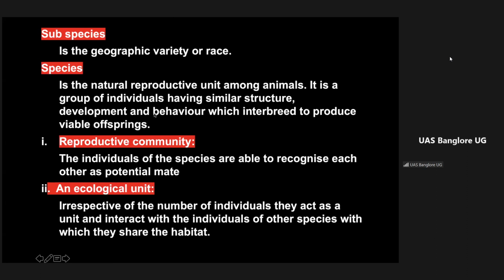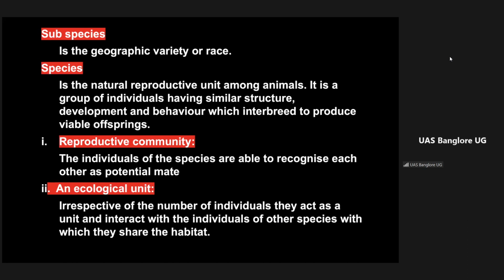Species is, as I have explained, a reproductive community. The individuals of the species are able to recognize each other as a potential mate. Then we call them a reproductive community. And an ecological unit: irrespective of the number of individuals, they act as a unit and interact with the individuals of the other species with which they share the habitat. Reproductive community means they should be able to recognize their own species as a potential mate. Ecological unit means there may be many individuals of a species, and there might also be other species in the same unit. So that becomes an ecological unit.